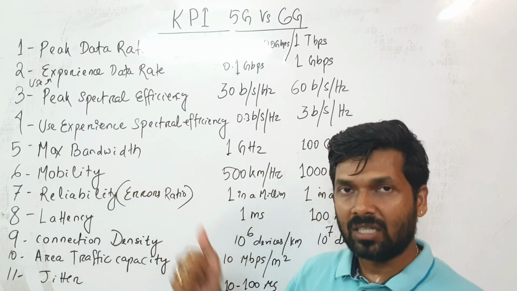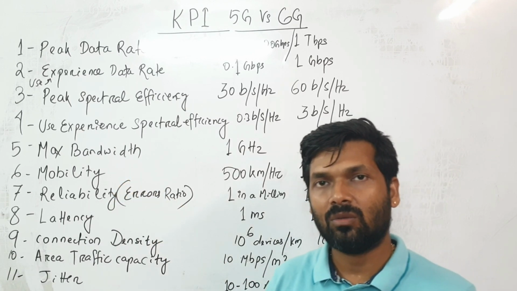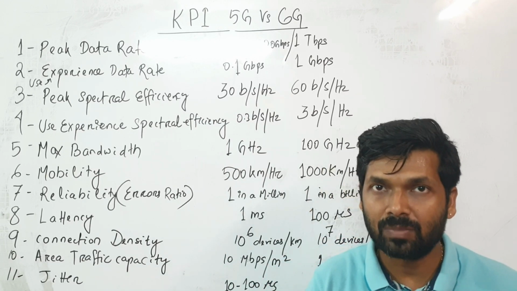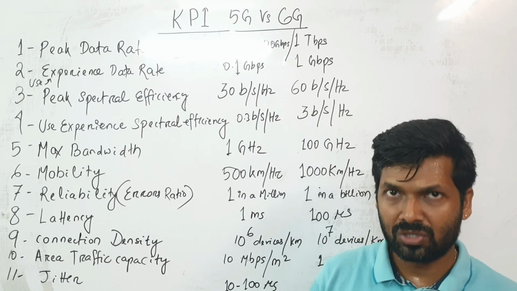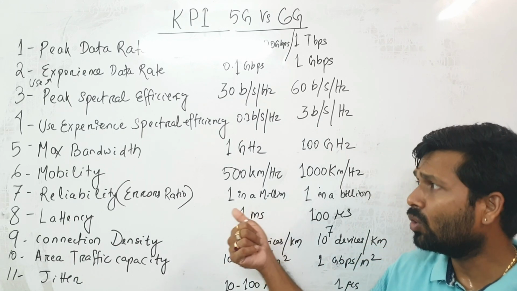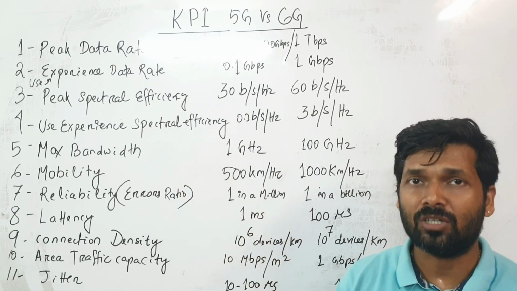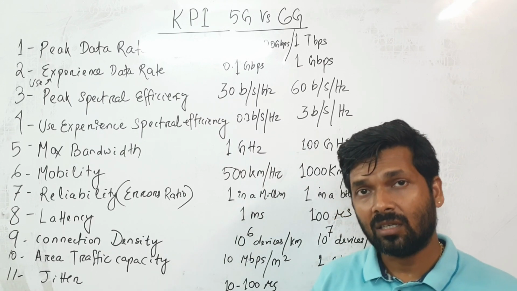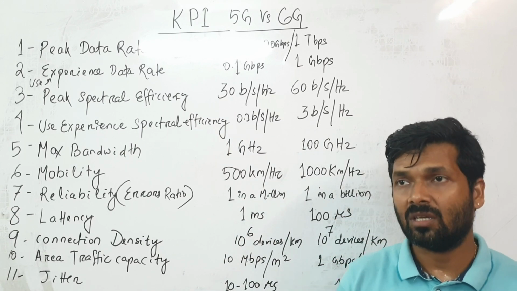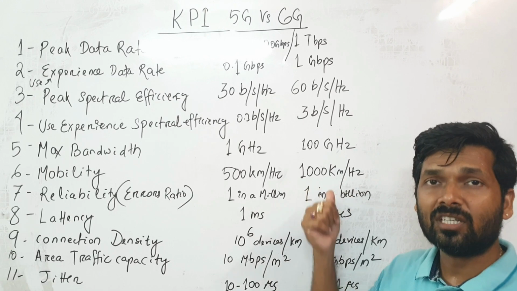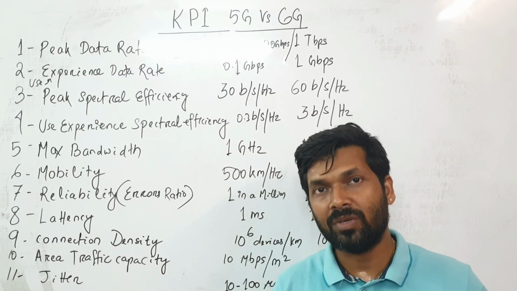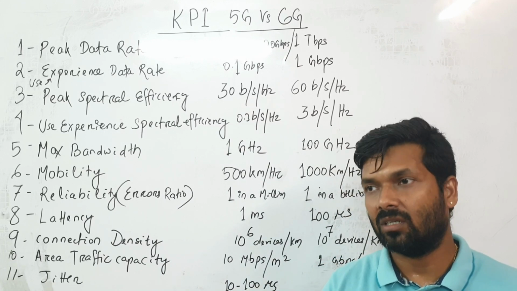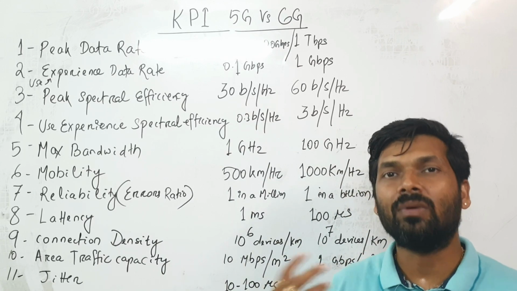Now mobility. We know in 5G we can support up to 500 kilometers per hour mobility, which was 300 to 350 kilometers per hour in 4G or LTE. Now in 5G we are supporting 500 kilometers per hour. In 6G it will be double, that means 1000 kilometers per hour. So if someone is moving at 1000 kilometers per hour, we can actually maintain that mobility.